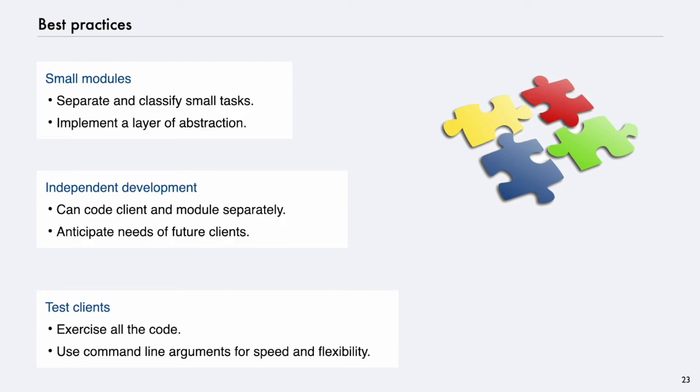And test clients. So I'm going to show you some testing frameworks, a very, very simple one. And the whole idea behind them is to allow you to make sure that every line of your code is executed. And quite frequently, those test clients will use command line arguments. And that's what we did in the factor example.